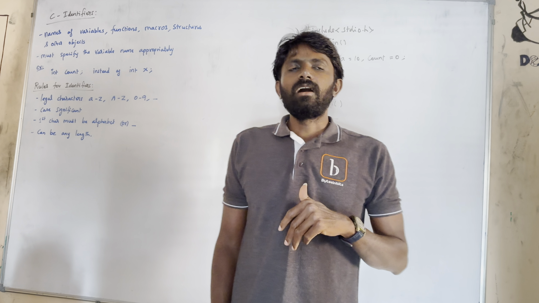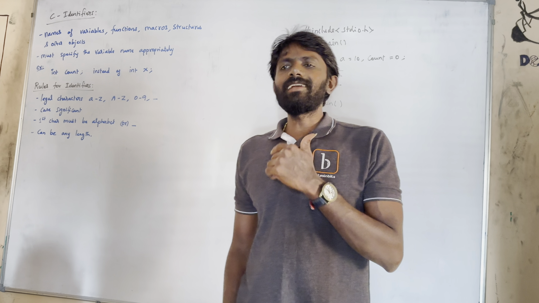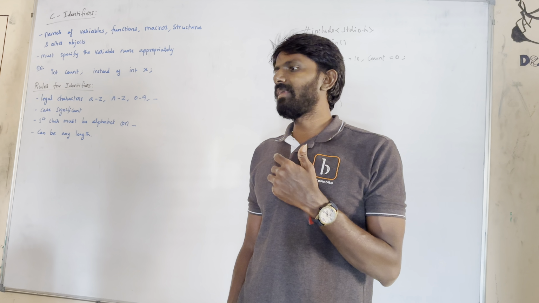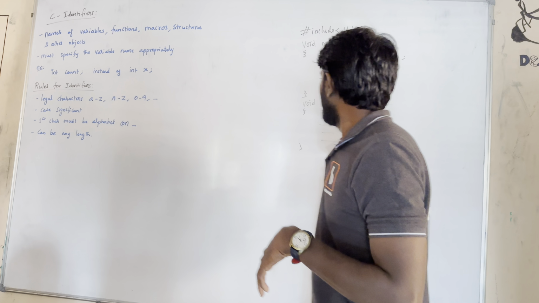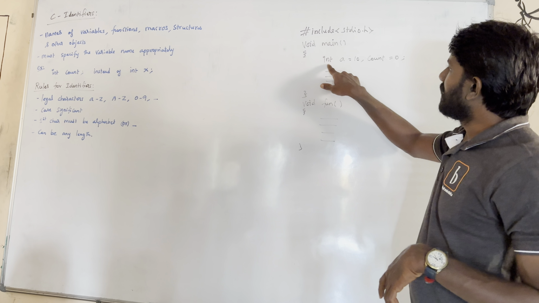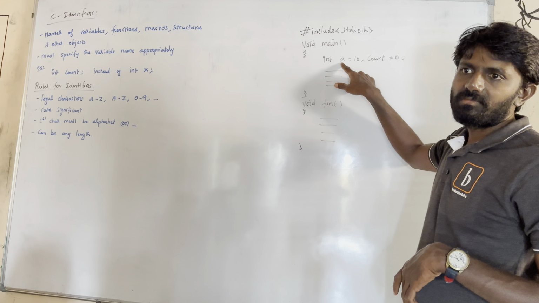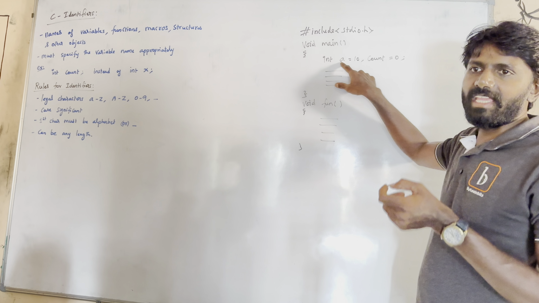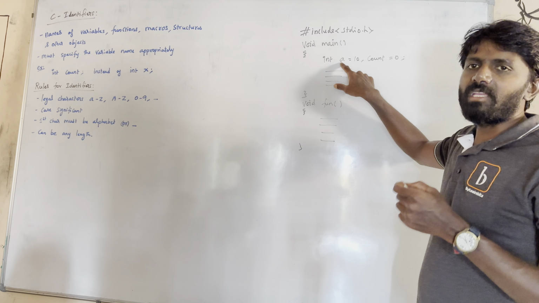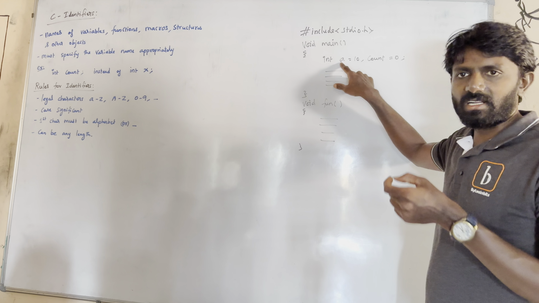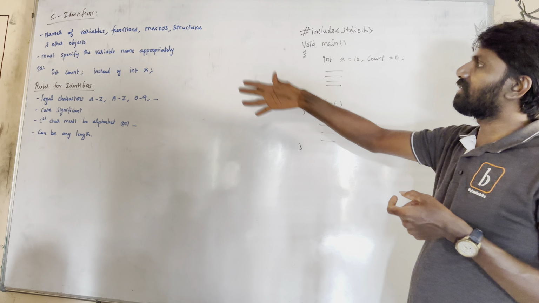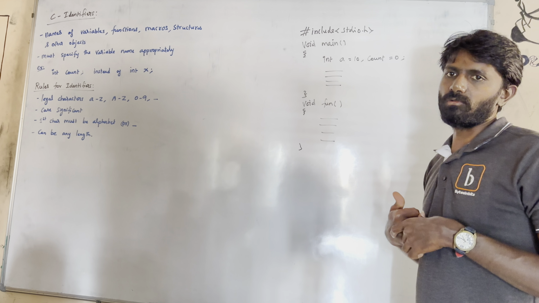Similarly, when you are writing a program, you will be declaring some variables and having some functions. Let's take here int a is a variable. So this a is a variable name. While keeping this name, you have to follow some rules and regulations that are defined by Dennis Ritchie. Those rules and regulations are nothing but your identifier rules.